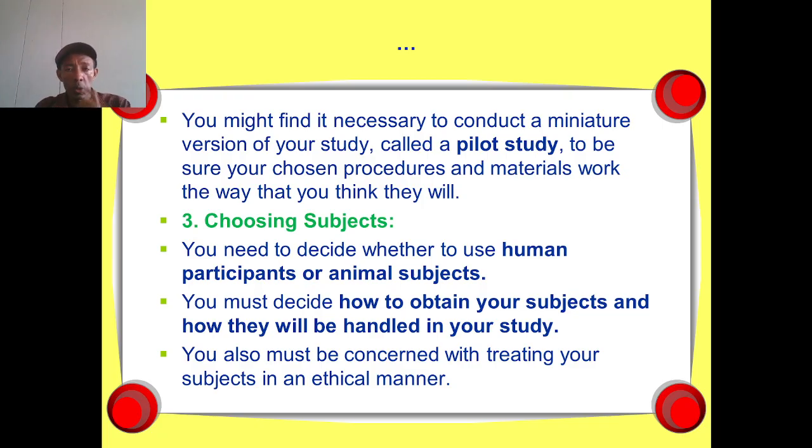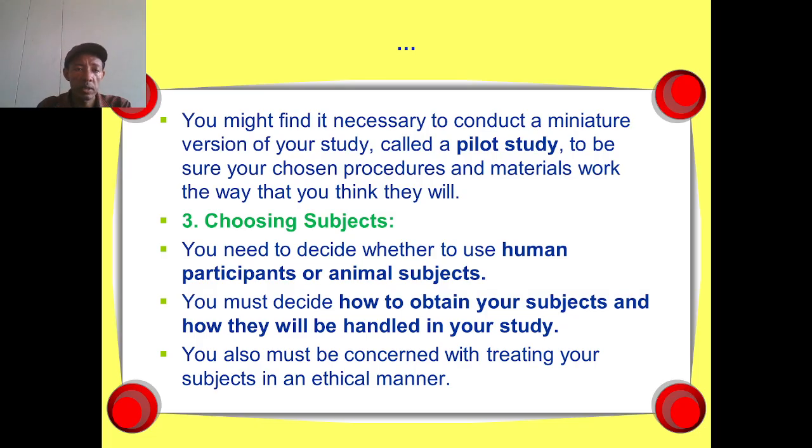So in order to check the measures' consistency, validity and reliability, we conduct a pilot study. We conduct a mini version of our study using a pilot study to be sure whether the materials, the instruments work for our subjects, for our settings, target populations.